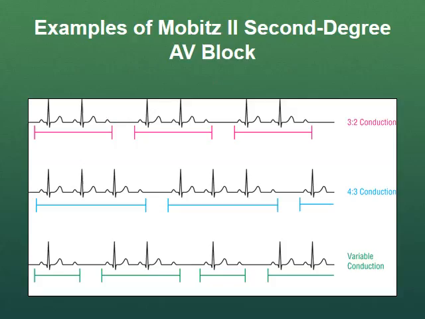So here, this is the differentiation between type 1 and type 2. We have 3 to 2 conduction. Our PR interval stays the same. We have 2 beats, and then we drop 1, 2 beats, and we drop 1. 4 to 3 conduction, PR interval is the same. We have 3 beats and drop 1, 3 beats and drop 1. And that's pretty much it.